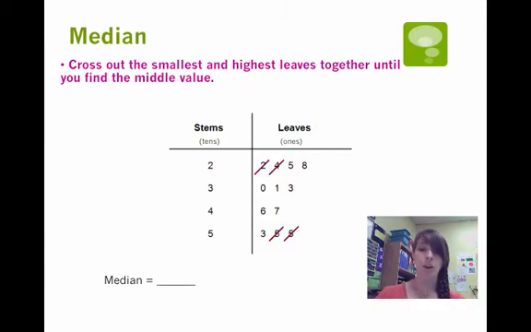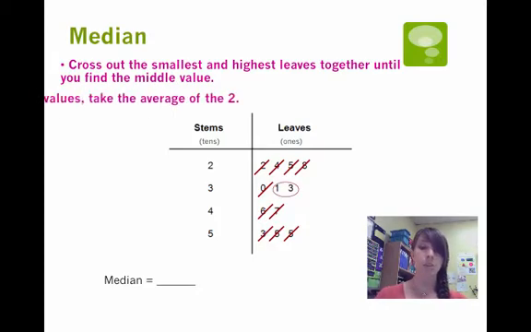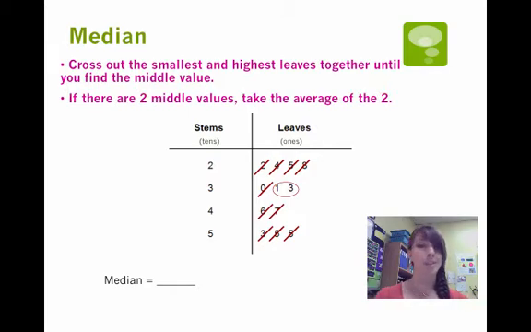So you just start crossing these guys out until you get to the middle, okay? And for this one, we have 2 numbers in the middle. And again, this is just like finding the median in any other data set. If there's 2 middle values, you average the 2. You find the mean of the 2.